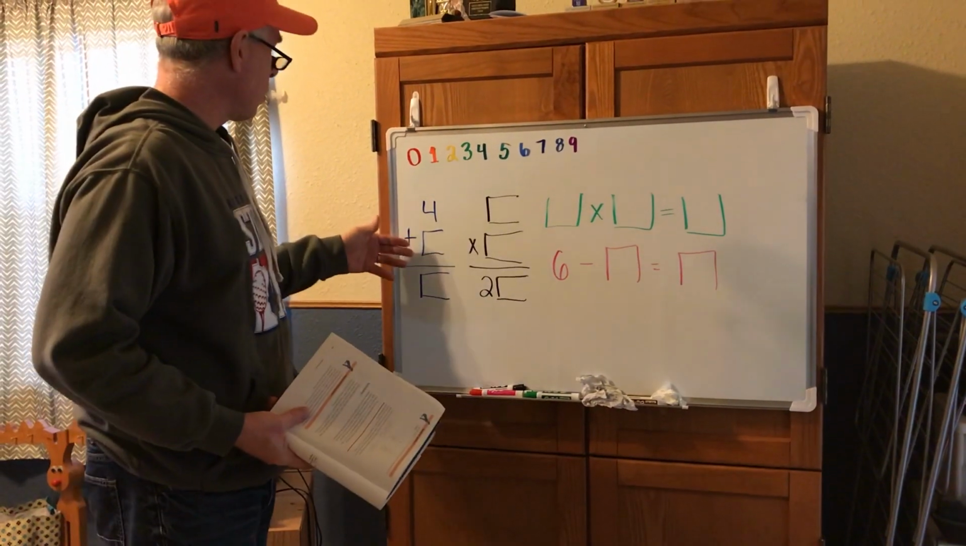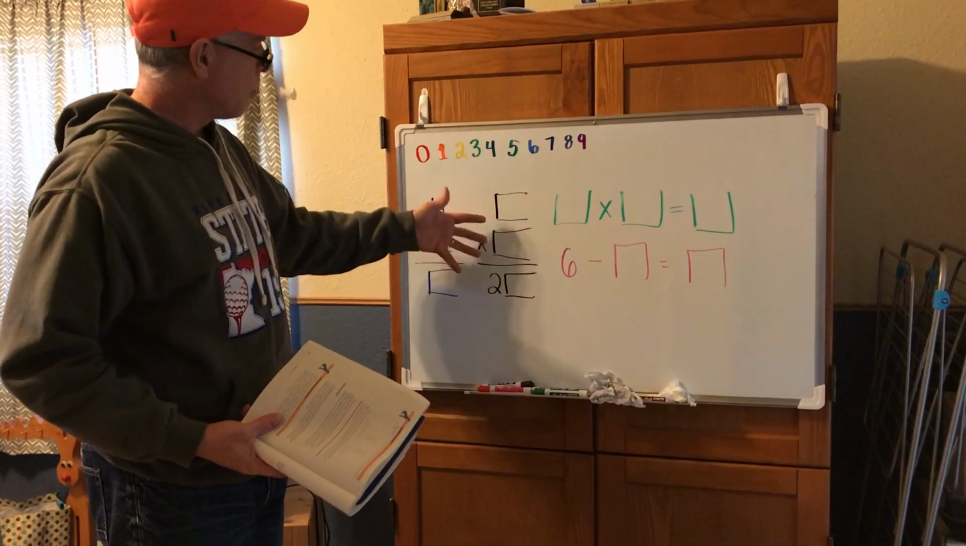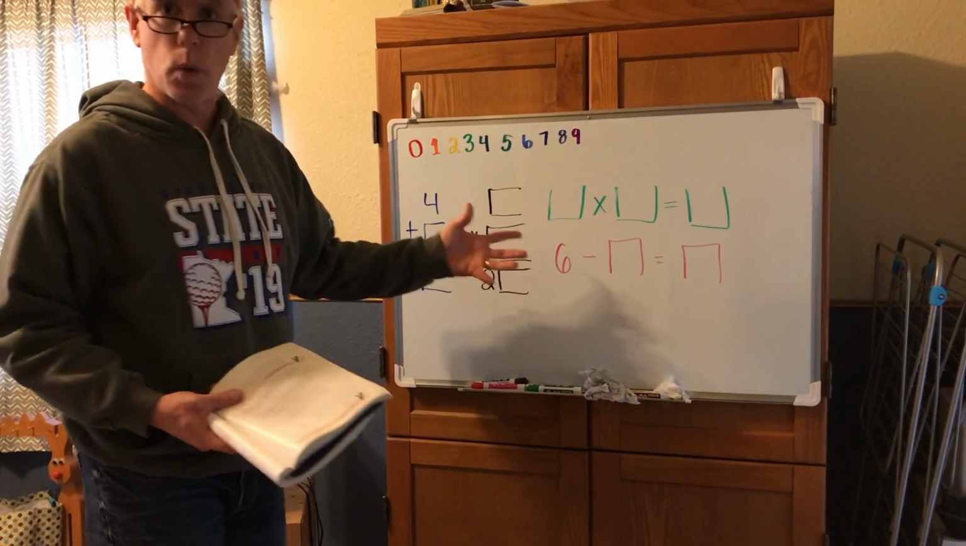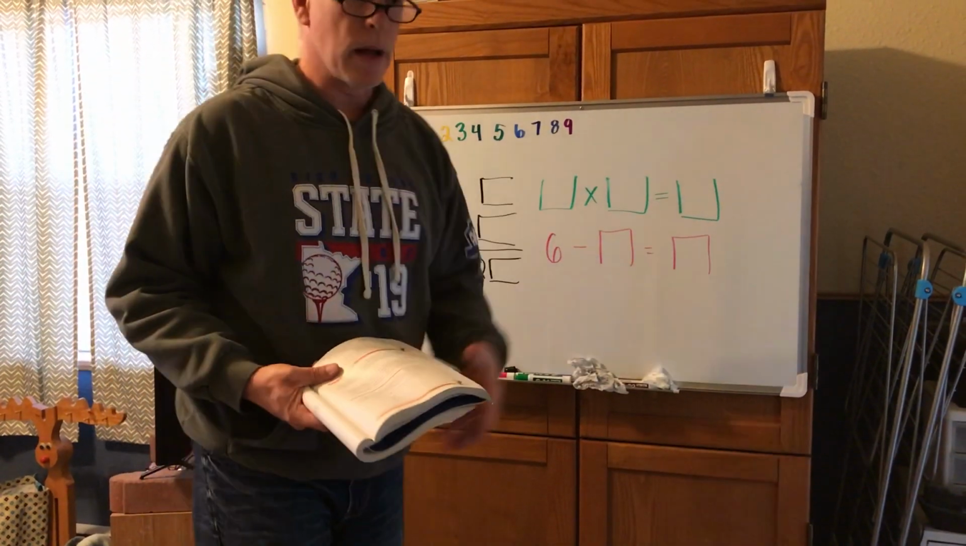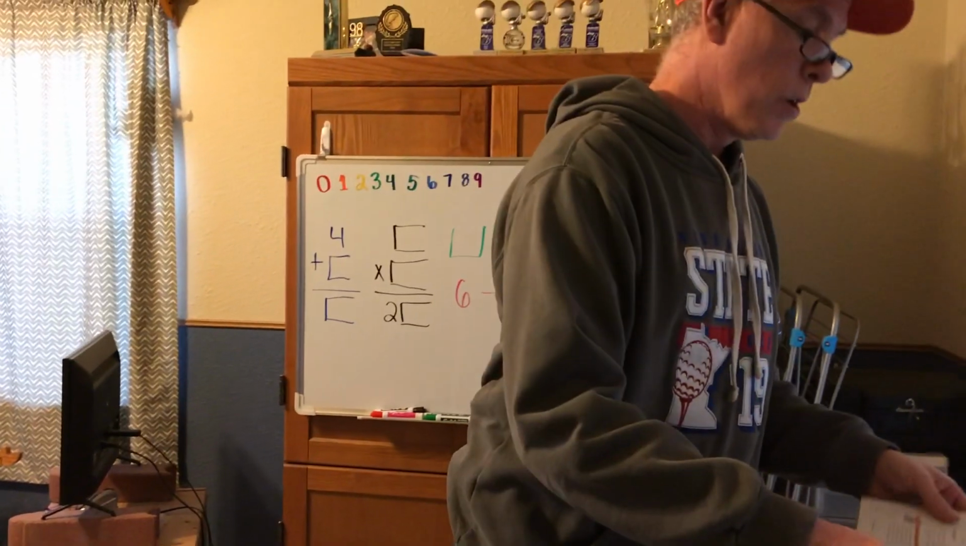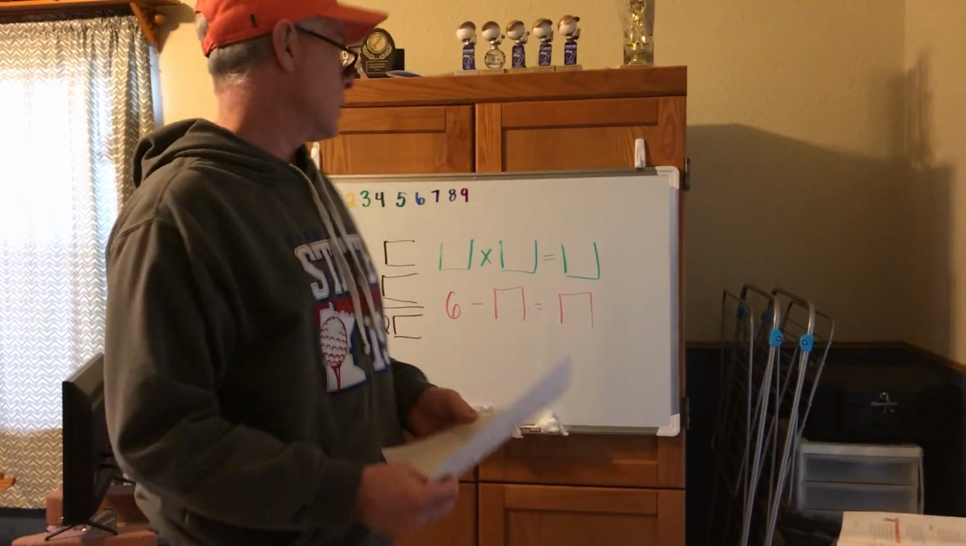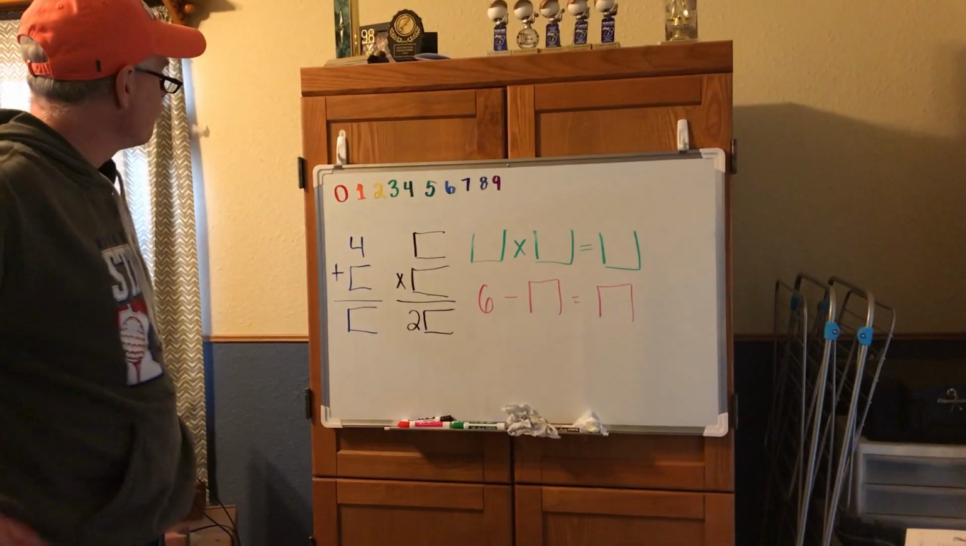So we've got 4 plus something equals something. A couple numbers multiplied together is 20 something. 6 minus something is something. And then I multiply a couple and get a single digit number. So we need to kind of figure out how we're going to do this.